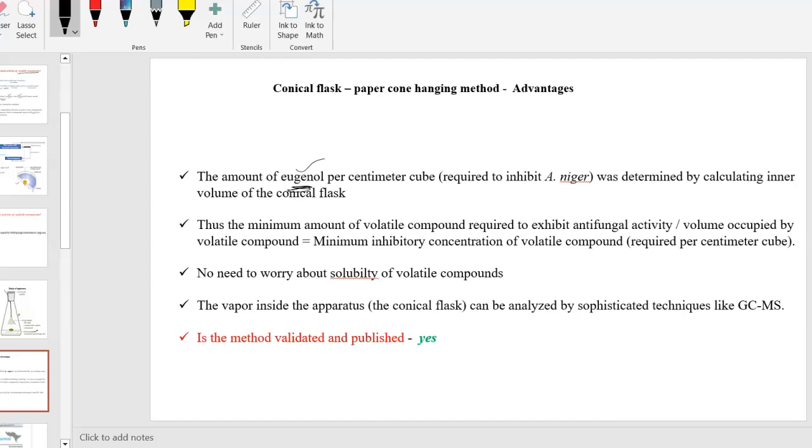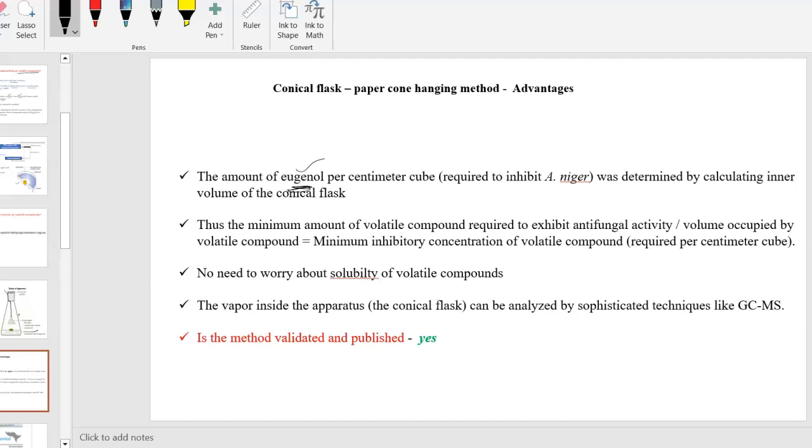So here we need not worry about solubility of the volatile compounds, because directly different concentrations, I mean different volumes of volatile compounds, can be impregnated on the paper cone. The vapor inside the apparatus, I mean the conical flask, can also be analyzed by fitting it to a sophisticated GCMS kind of apparatus too.